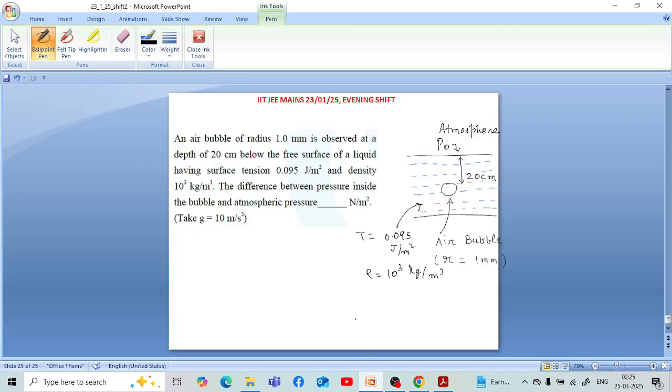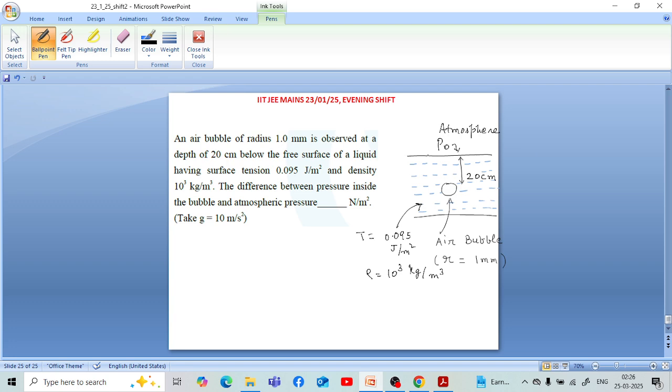Hello students, the question is: an air bubble of radius 1 mm is observed at a depth of 20 centimeter below the free surface of a liquid having surface tension 0.095 joule per meter square and density 10 raised to the power 3 kilogram per meter cube. The difference between pressure inside the bubble and the atmospheric pressure is, so we have to find out the difference between the air bubble pressure and the atmospheric pressure.